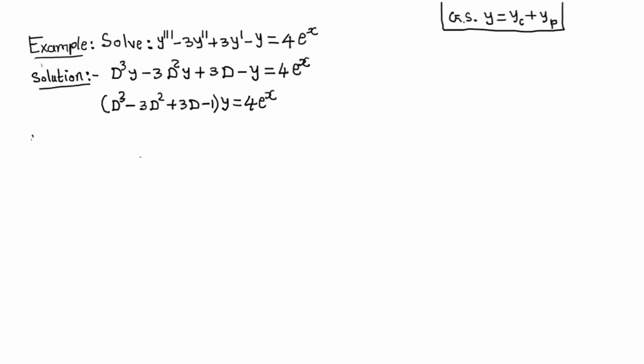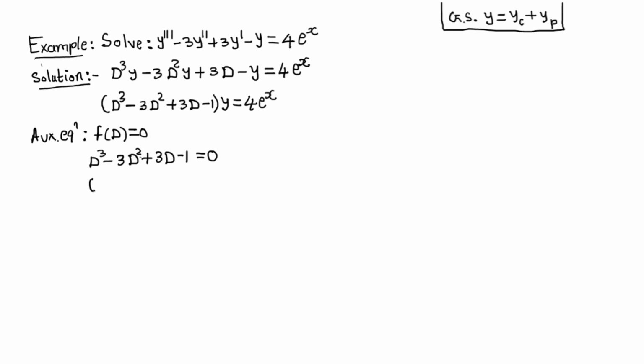Now for the auxiliary equation, we know its form. The auxiliary equation is f of d equals 0, and right now I have f of d as d cube minus 3d square plus 3d minus 1. Let me set this equal to 0, and we need to factorize this cubic equation. This is a cubic equation in terms of d, so we will have three values of d which satisfy it. I'm not going deep into the factorization. It is as simple as that.